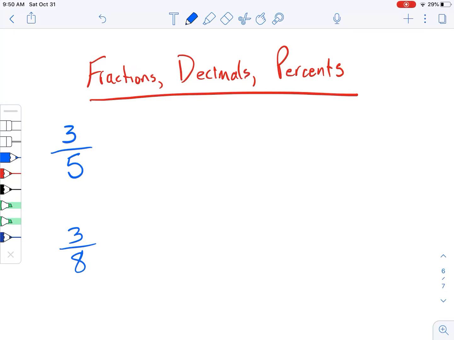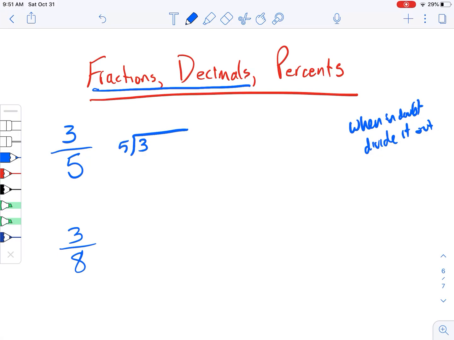Converting between fractions, decimals, and percents will be a lifelong skill, and we're going to hone that skill today. So, starting to go from fractions to decimals, let's take 3/5 for example. There are two ways to go about this. For 3/5 and 3/8, when in doubt, you can always just divide it out. So we're just going to do 3 divided by 5.